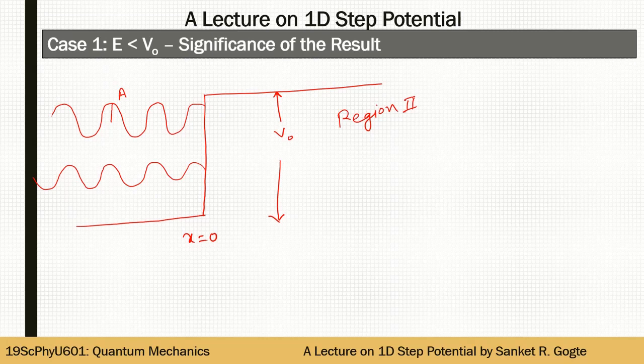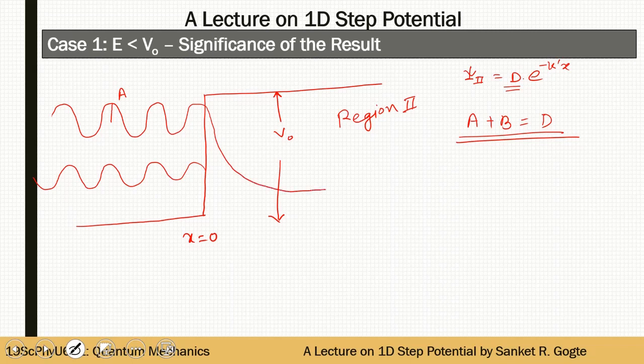But now in this case, in region 2, the wave function is not entirely 0. We calculated psi 2, and that is equal to D into e to the power minus k prime x, and D is not 0. Why can't it be 0? It cannot be 0 because we know that A plus B is equal to D, so therefore D cannot be 0, and therefore this wave function when you plot is something like this. It is exponentially decreasing because of this e to the power minus k prime x.